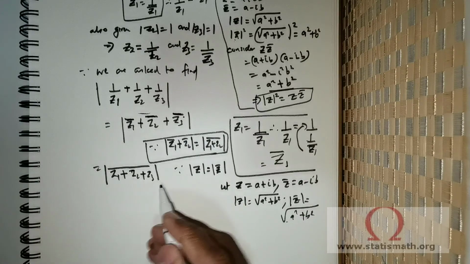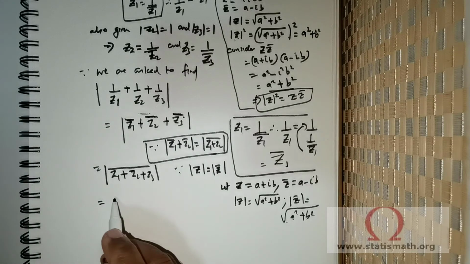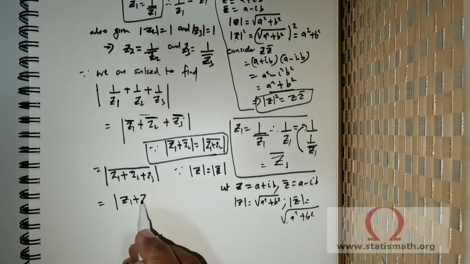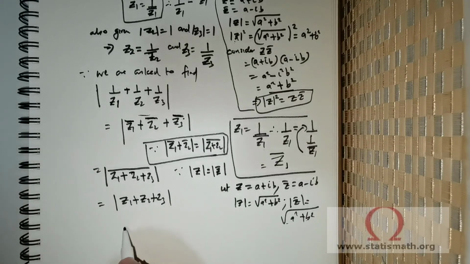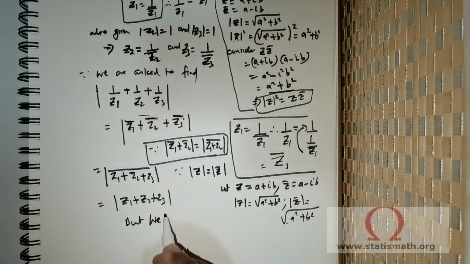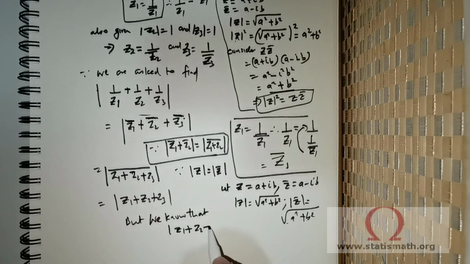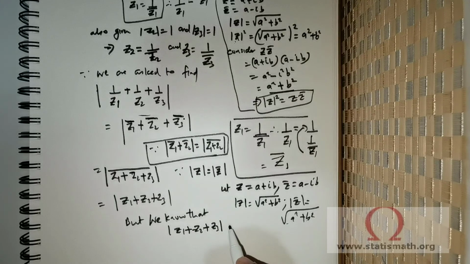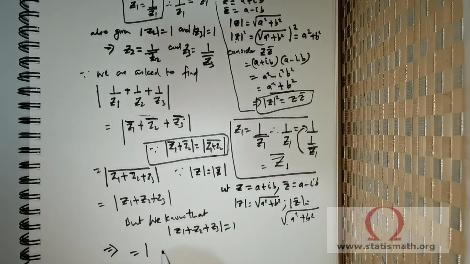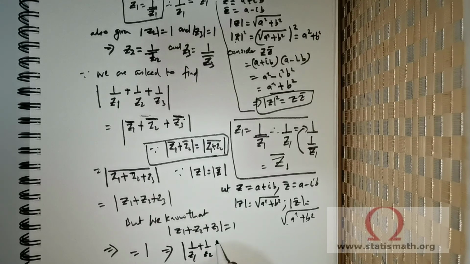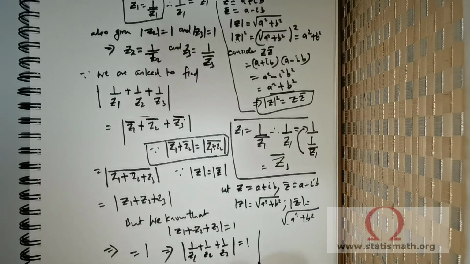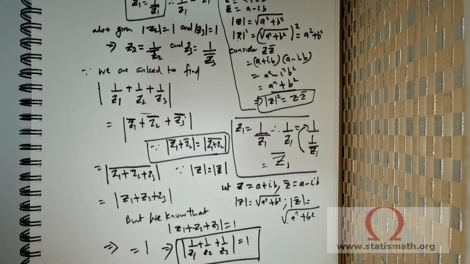Because of this fact, I can rewrite this entire thing as modulus of z1 plus z2 plus z3. But what do we know from the question? We know that modulus of z1 plus z2 plus z3 is given to be equal to 1. So this in turn means modulus of 1 over z1 plus 1 over z2 plus 1 over z3 is equal to 1, and that is the final answer to the question.